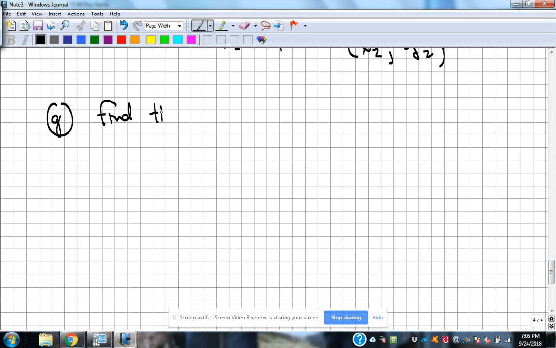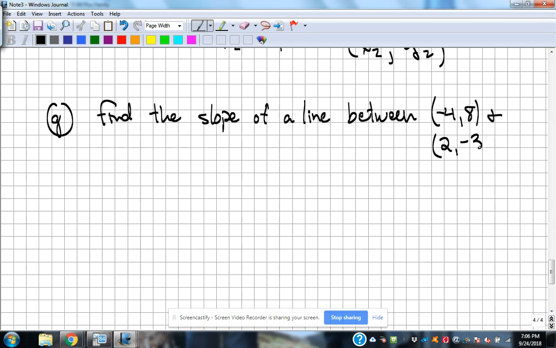Find the slope of a line between (-4, 8) and (2, -3). If you write the slope formula as many times as I'm going to write it today, you'll have it memorized.